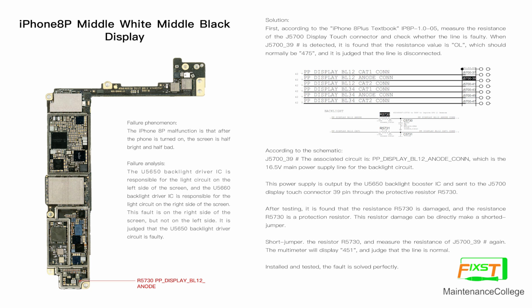R5730. After testing, we found out the resistor R5730 is damaged. This is the series resistor. If this resistor has a problem, we need to make a short jumper. After we make a short jumper on this resistor's two pins and test the resistance again, the multimeter shows the normal resistance. It means that we can install the phone and test. After we install and test, this problem is finished.